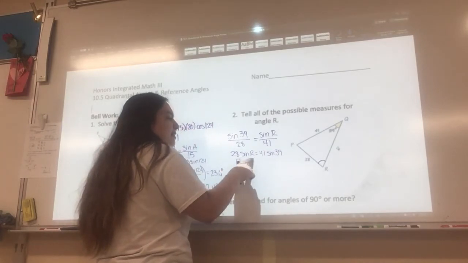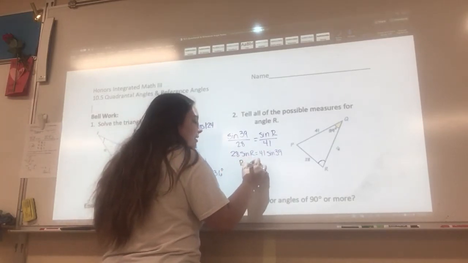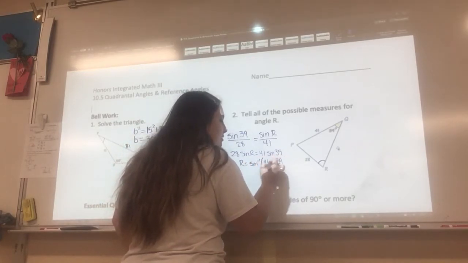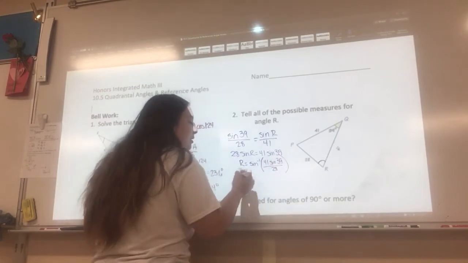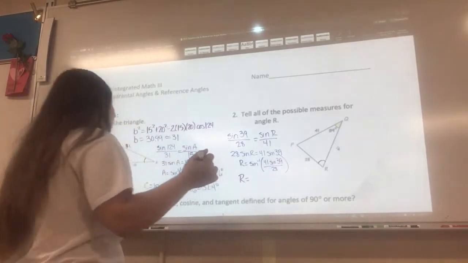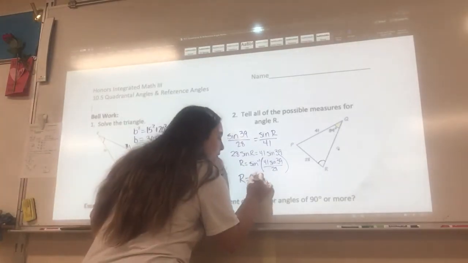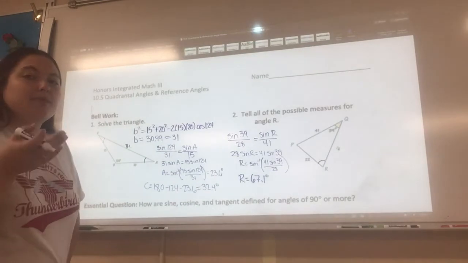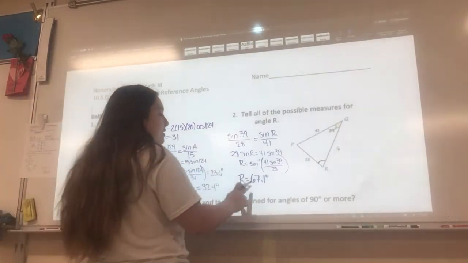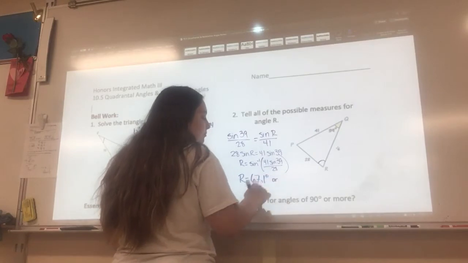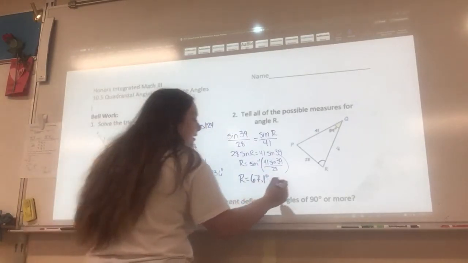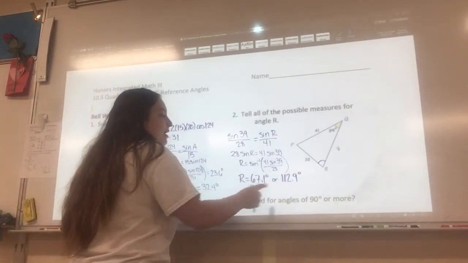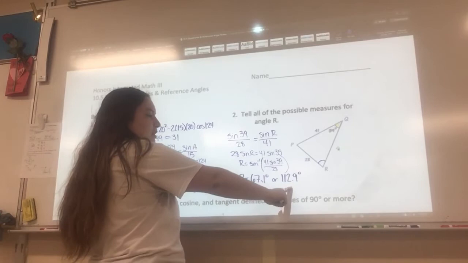Divide by 28, and since we're looking for an angle, it means we are doing the sine inverse of 41 sine of 39 divided by 28. When you plug that into your calculator, we're going to see that R equals 67.1 degrees. But we also need to check for that second possible angle. So what we do here is we take 180 minus 67.1, and we're going to get 112.9 degrees. So those are our two possibles. We know this one works, but we have to check this one.